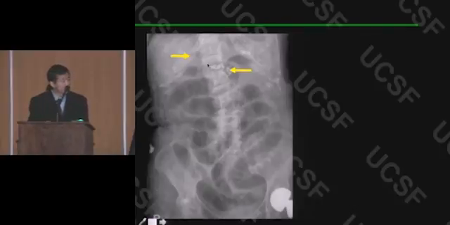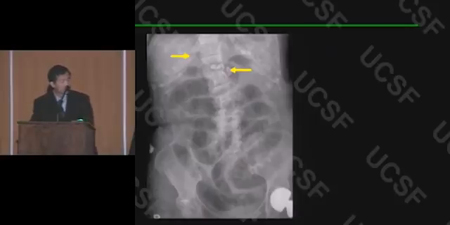And notice how they're geometric and seem to cluster together. Stones like to be together. But do you see we also see dilated small bowel. So it's a small bowel obstruction. This is a case of a gallstone ileus, where gallstones have eroded out of the gallbladder into the small bowel and caused the obstruction. But with plain films, it's very hard to make a diagnosis of gallstone ileus.